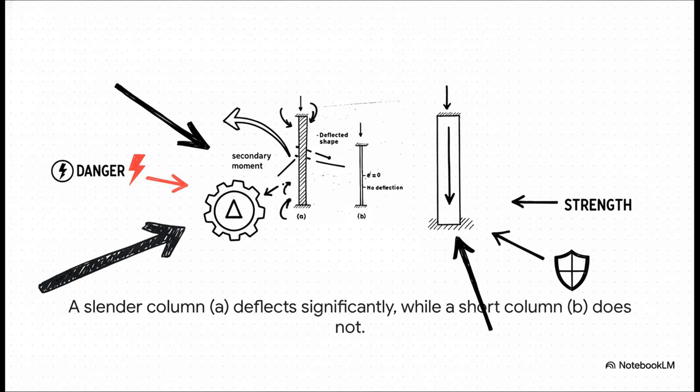And that deflection creates a whole new problem, a secondary moment. We call it the P delta effect, because you have the axial load, P, acting on that deflection, delta. And that secondary force, it's dangerous, and we absolutely have to account for it in our design.